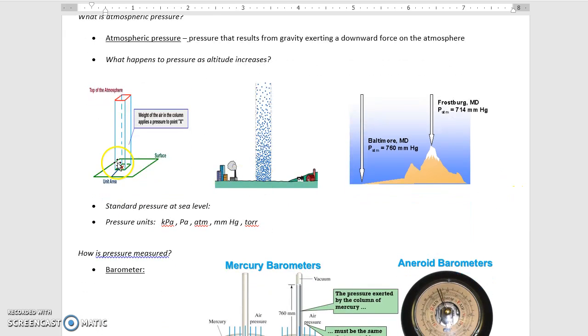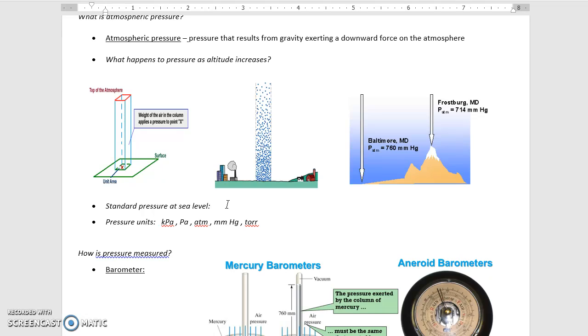Okay, so what you're seeing here is just a column of the atmosphere. You're seeing it here drawn out with gas molecules, so the closer you get to the ground, the more gas molecules there are. That's because gravity pulls most of them down. That's also why the pressure at sea level or something close to sea level like Baltimore is going to be a lot higher than the pressure up in this mountain at Frostburg here. And that's also why people talk about, for example, if you follow NFL, whenever players go to play in Denver, they tend to have a lot of issues just with atmospheric pressure adjustments.